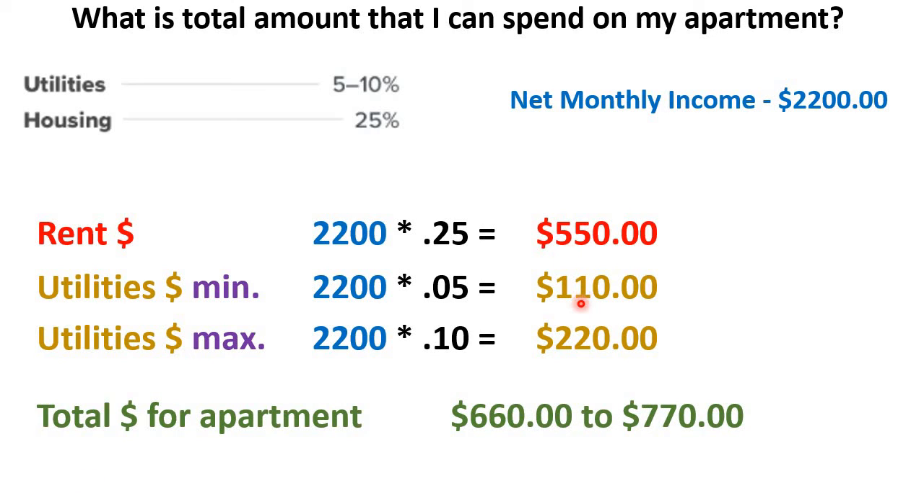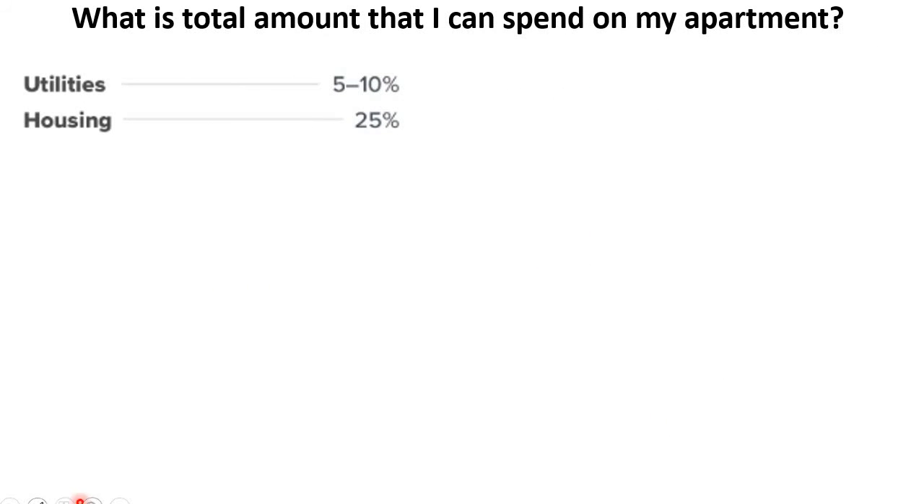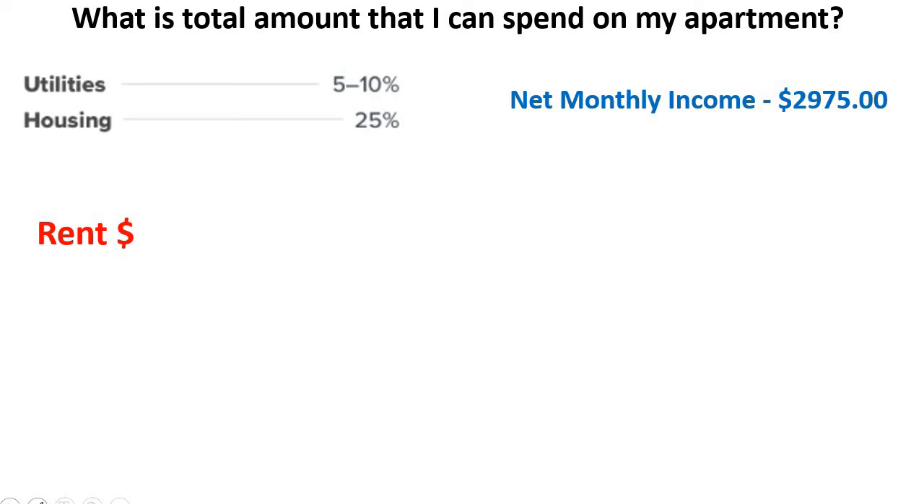Again, 550 plus 110 is the 660. 550 plus 220 is the 770. Awesome job. Okay, last one. Here we go. So we've got $2,975 for the monthly income. Again, here's the rent. We're starting there. What's the math problem for that?